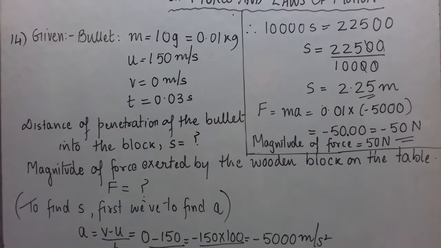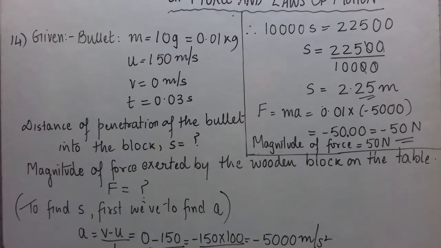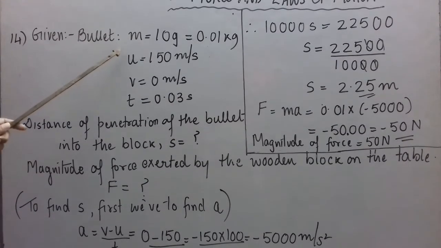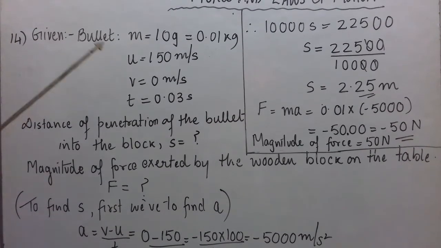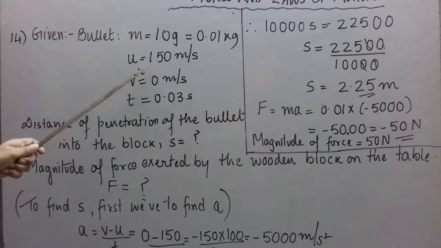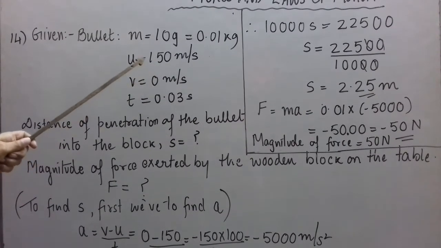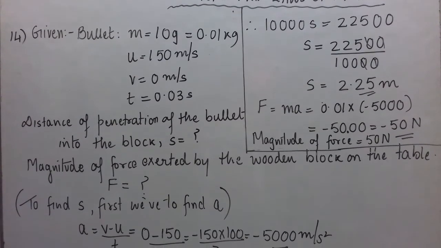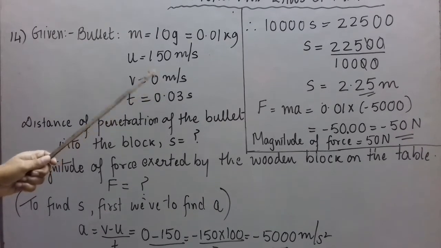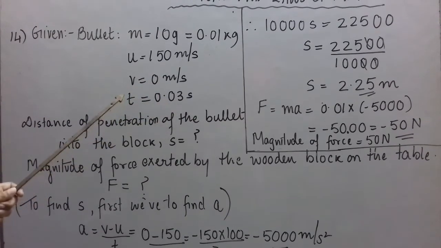Okay. So here we have a bullet of mass 10 gram. So given bullet, its mass m is 10 gram. Travelling horizontally with a velocity of 150 meter per second. So initial velocity of the bullet is 150 meter per second. It strikes a stationary wooden block and comes to rest in 0.03 seconds. So bullet comes to rest means its velocity becomes 0 meter per second in time 0.03 seconds. So this is t.